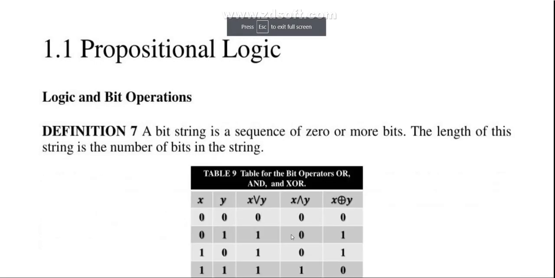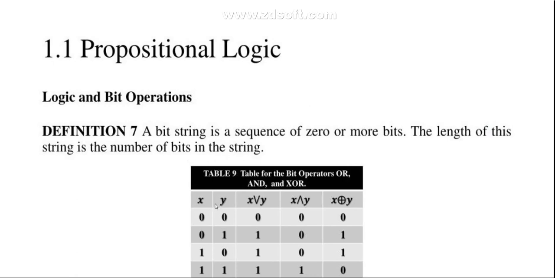So now coming to another example, or maybe definitions. Logic and bit operation. You know, as I mentioned before in the table, that T is equal to 1 and F is equal to 0. So the same concept is used here now. Definition 7: A bit string is a sequence of zero or more bits. The length of this string is the number of bits in the string.